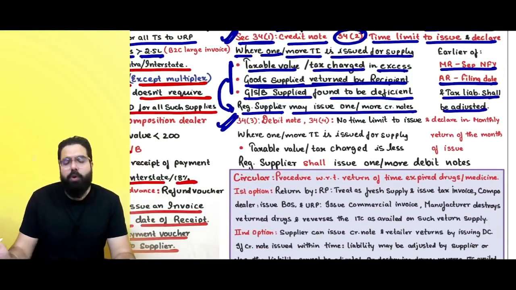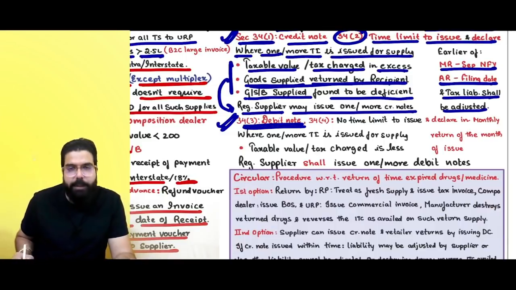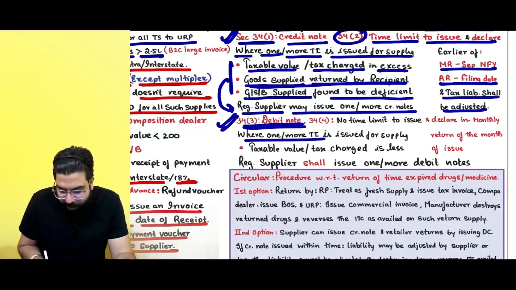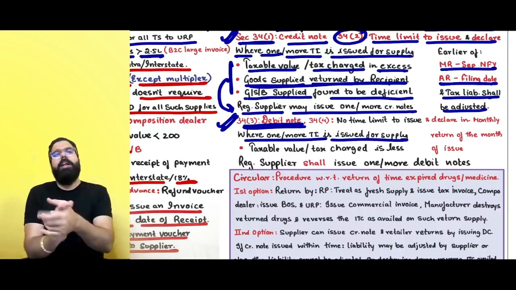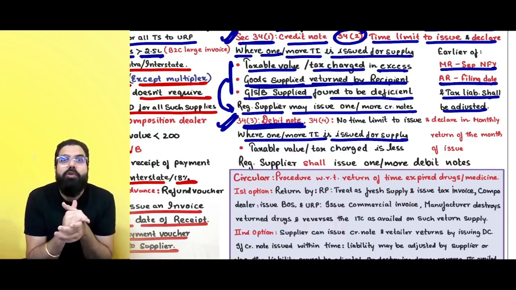Section number 34 talks about debit note. When can a debit note be issued? When one or more tax invoices are issued. I have issued you a tax invoice, but I have charged you tax a little less, or I have charged you value a little less.